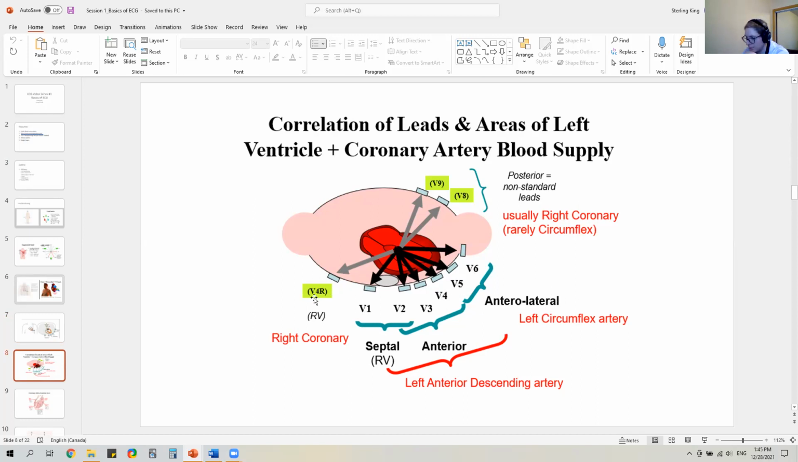There's also lead V4R. You'd have to unstick one of these leads or add an additional one and put it on this side, way over on the right side of the chest. So if this is the left side of me, you'd have to take a lead over and put it on the right.